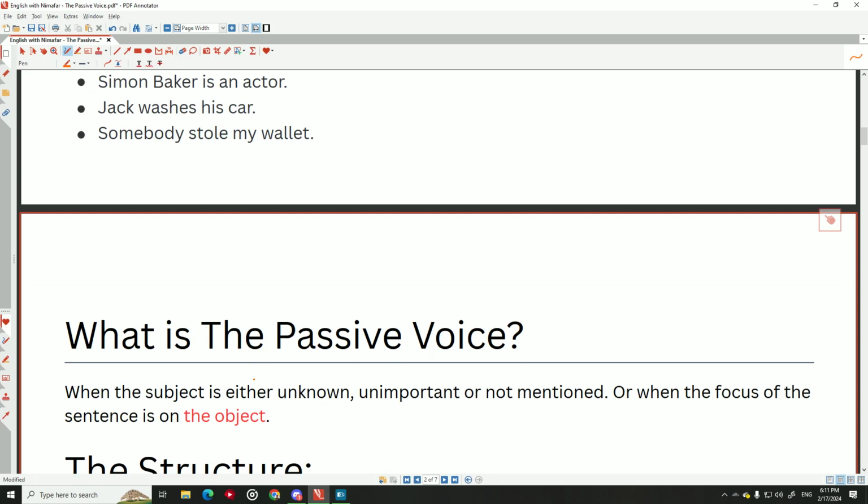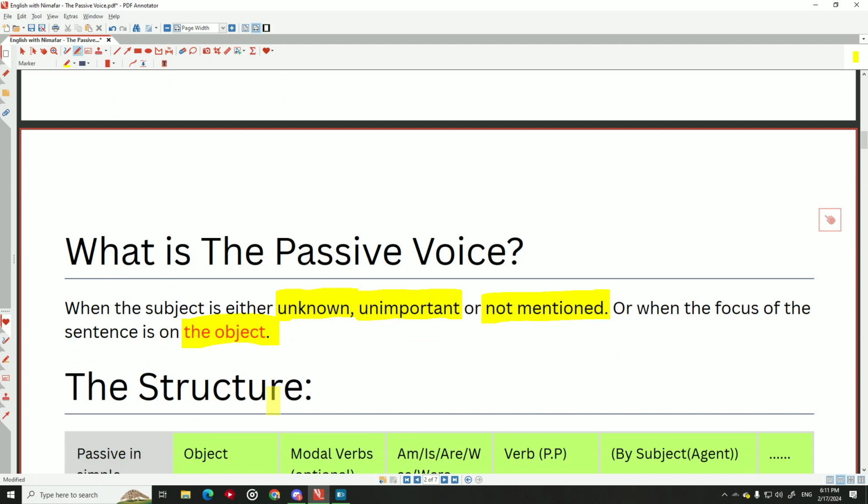So we have some keywords here. When the subject is either unknown, unimportant, or not mentioned. Or when the focus of the sentence is on the object, as you said. Like you are emphasizing, focusing, bolding, whatever you do, on the object. That's when the passive voice comes up.